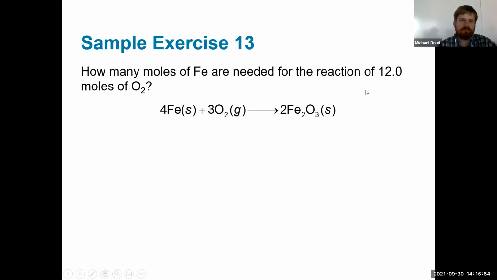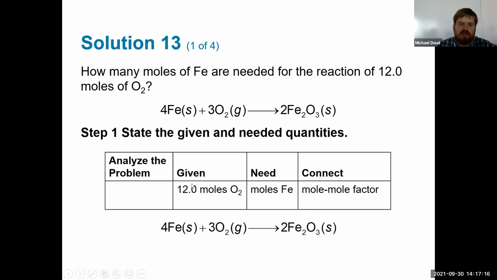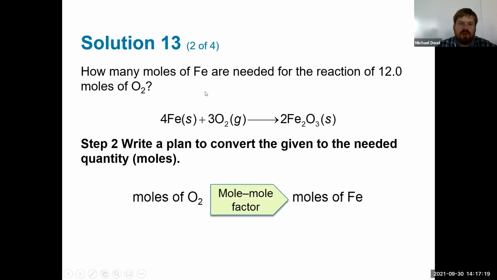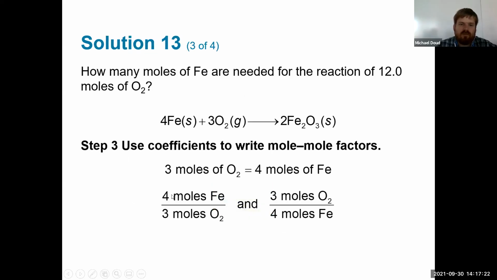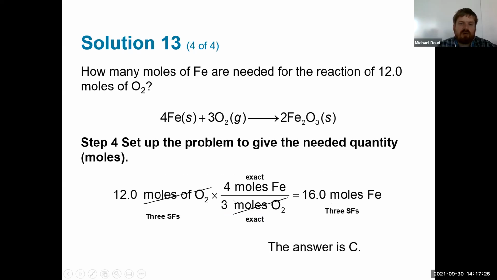Okay, I'm going to assume that you're back now. So the question again, how many moles of iron are needed for the reaction of 12.0 moles of oxygen? Well, we know that 4 moles of iron react with 3 moles of oxygen to produce 2 moles of iron(III) oxide. So the relationship here is going to be 4 moles of iron for every 3 moles of oxygen. So the mole-mole factor should be 4 to 3, 4 moles Fe per 3 moles O2. Now we're ready to convert: 12.0 moles times 4 moles iron divided by 3 moles oxygen, giving us 16.0 moles of iron.